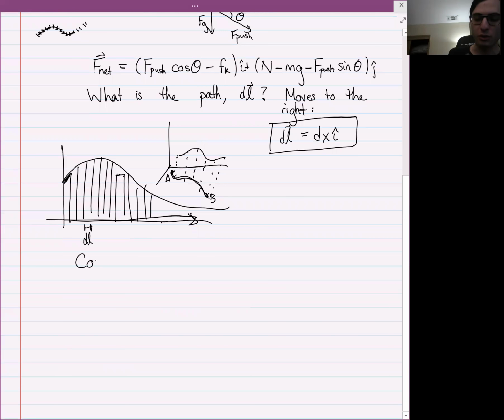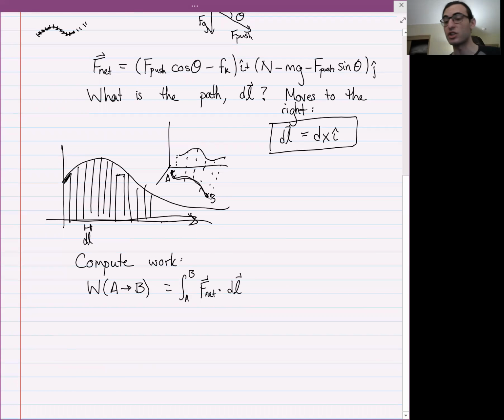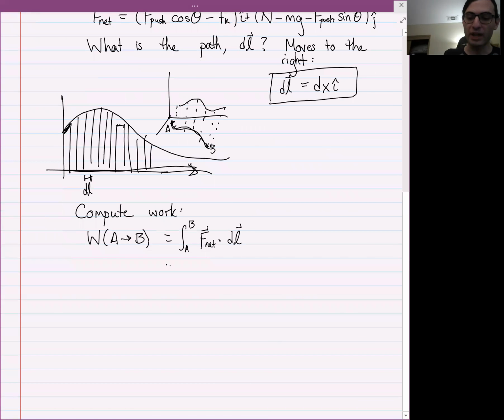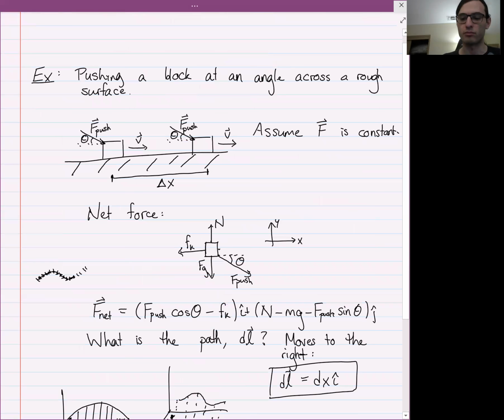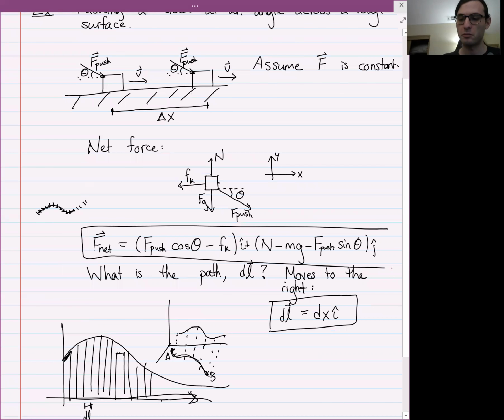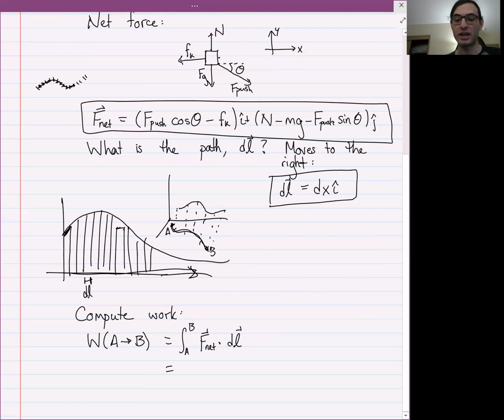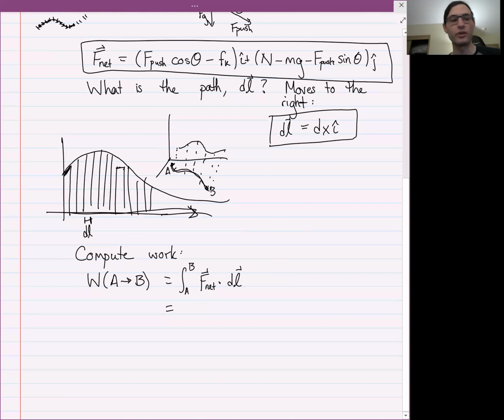So now we can just go and compute the work. The work from A to B is equal to the integral from A to B of F net dot dl. This is just the definition of work, right? This is how we defined it on Friday. Now we can expand this. We know what F net is, F net is this whole thing, and we know what dl is. So we can just substitute in what we know those to be.